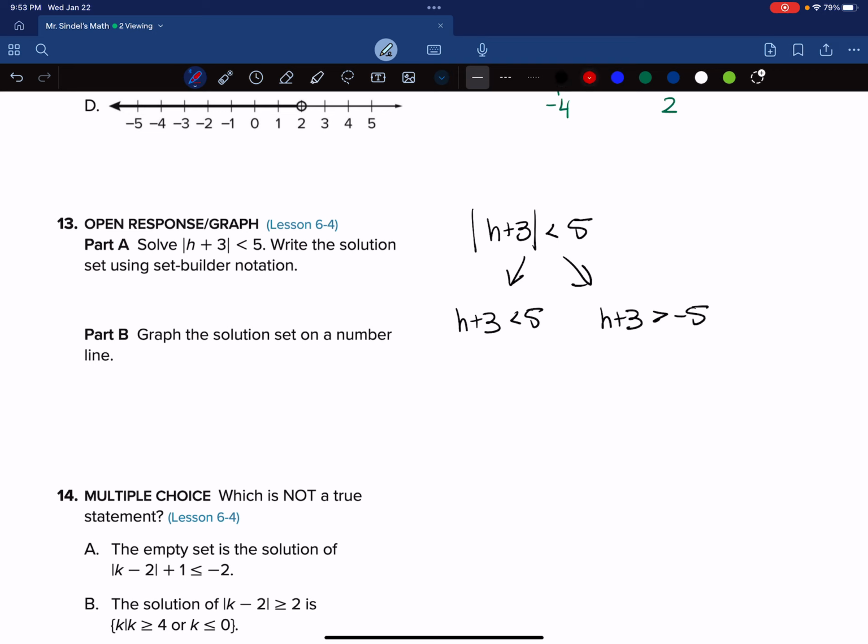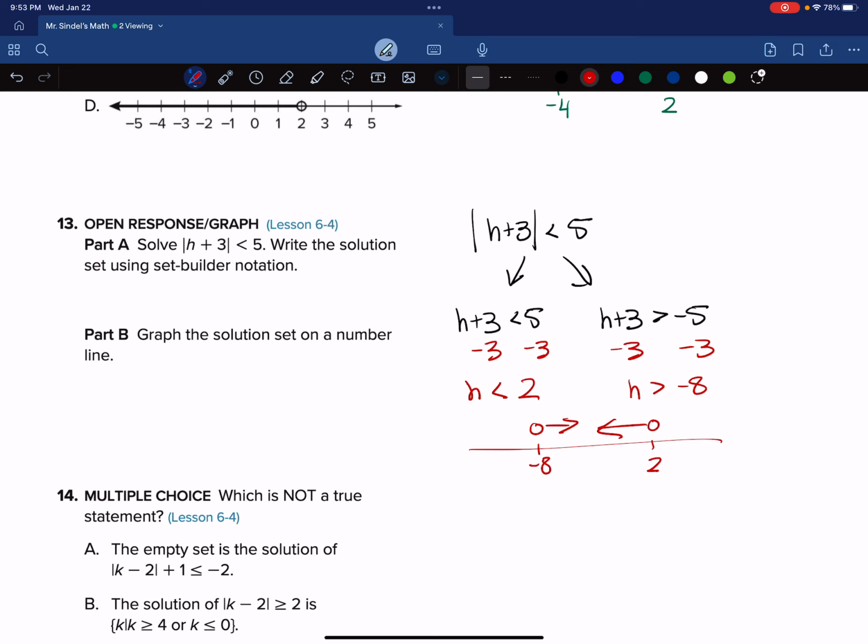From here, we're just going to solve each of these problems. Subtract 3, subtract 3. Now I got h is less than 2, and h is greater than -8. So we have to look at what that looks like on a number line. -8 is more to the left, 2 is more to the right. There are going to be open points at both of these, right? H is going to be less than 2, this direction of 2, and greater than -8, this direction for -8. So we want to say it's between those two values.